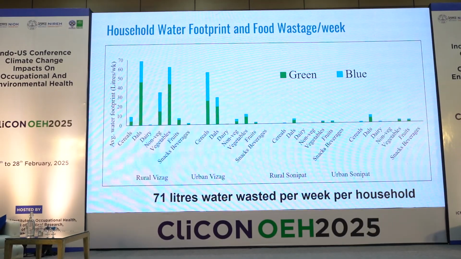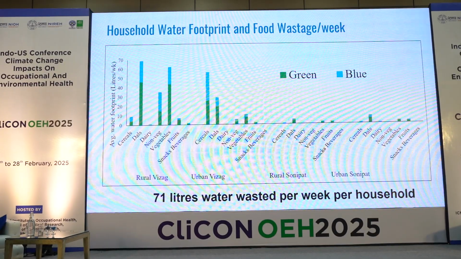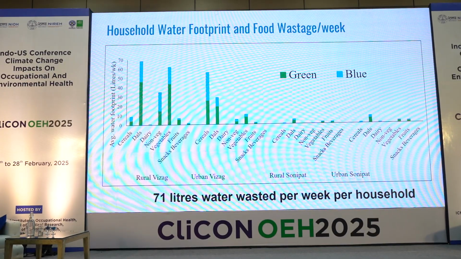So this graphically represents the kind of food wastage in these 4 locations, but on an average, we estimated that there was 71 liters of water wasted per week per household, which is a big number. Particularly South India is a water stressed area, and in fact, there's been a huge amount of water depletion.